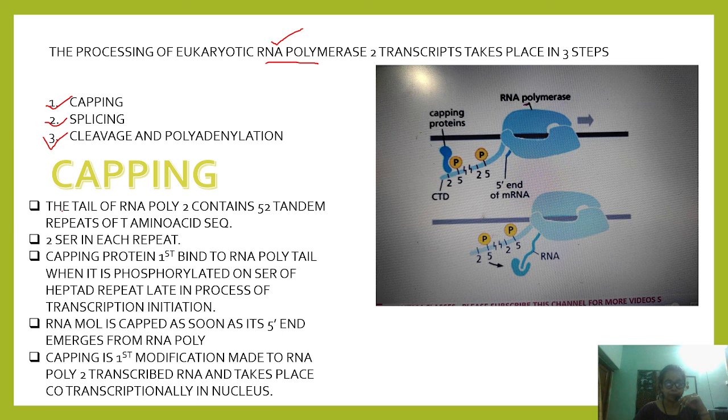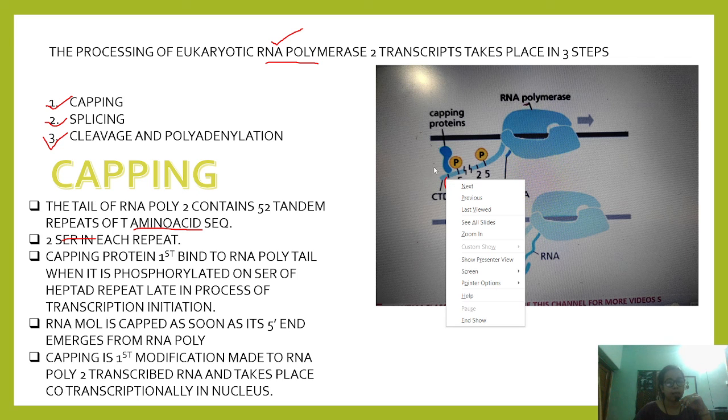Before that, let's understand that, as I told you in the previous class, the RNA polymerase contains a heptad structure in the tail region known as the CTD region. This region is responsible for recruiting the capping process. How does it perform? Let's see. The tail of RNA polymerase 2 contains 52 tandem repeats of a seven amino acid sequence, with 2 serines in each repeat. You can see there are 2 serines at each repeat.